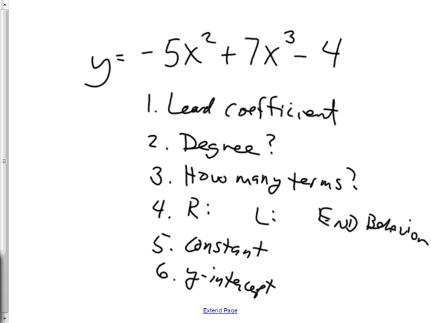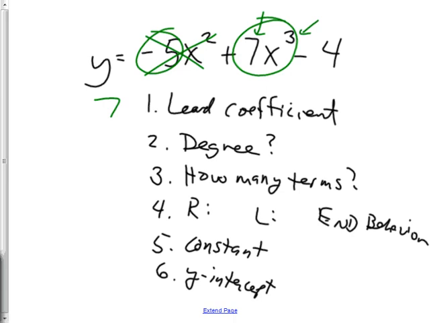Okay, so here we go. The lead coefficient, you should not have been sucked into thinking that's the one that's the lead coefficient because it happens to be in front. No, this one is the lead term, and therefore that is the lead coefficient, 7. The degree, once again, the biggest one wins. That one, not this one. So it's the 3 degree. How many terms does it have? That, and that. 3.